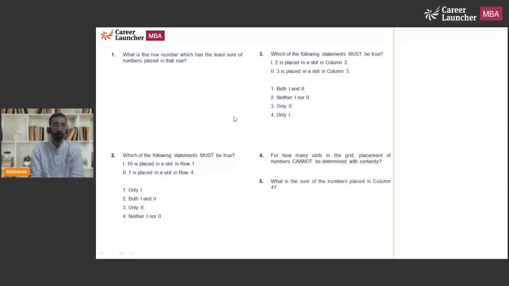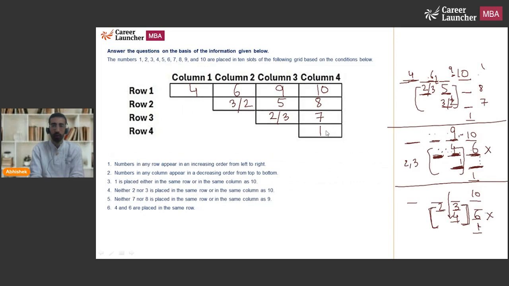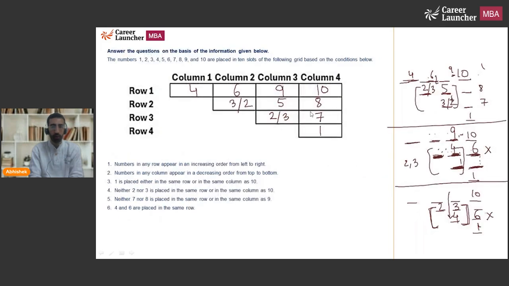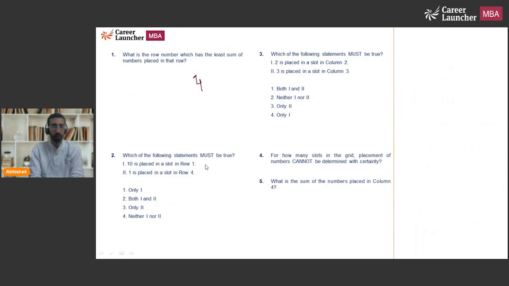What is the row number that has the least sum of numbers placed in that row? The least sum is row 4, because row 4 has just one number, 1, the smallest number, so it has to have the least sum. Done. Which of the following statements must be true? 10 is placed in a slot in row 1, of course. And 4 is placed in a slot in row 4. Absolutely yes. Both statement 1 and 2 are true.